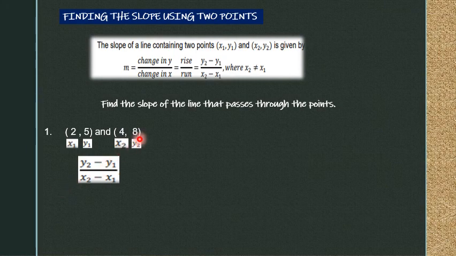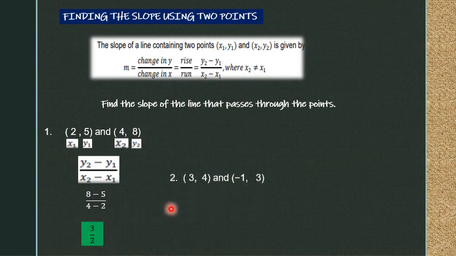So y sub 2 is 8. We're going to subtract y sub 1, that's 5. And x sub 2 is 4. We're going to subtract x sub 1, that's 2. So we have 8 minus 5 over 4 minus 2. So 8 minus 5 is 3 and 4 minus 2 is 2. So this is the final answer.